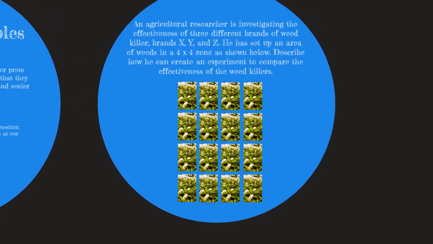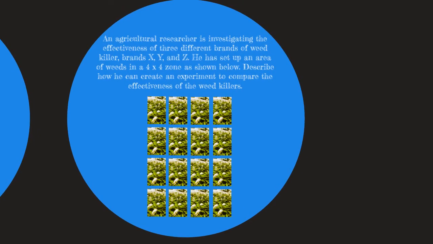Let's take a look at another example. An agricultural researcher is investigating the effectiveness of 3 different brands of weed killer. Let's say brands X, Y, and Z. He has set up an area of weeds in a 4x4 zone as shown below. Describe how he could create an experiment to compare the effectiveness of the weed killers. So how could he create an experiment to compare the different kinds of weed killer while still maintaining total randomization and a control group to compare it to?